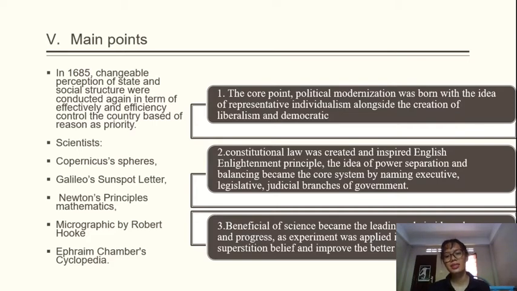And third is the benefit: scientists became the leading role in the advance and progress of ideas. Before the Enlightenment period, superstition was the most common way of daily life in the society of Britain and other regions in Europe. But after scientists came to prominence, experiments were applied in order to gain belief, and it improved living conditions. The scientists included Copernicus, Galileo, Newton with Principia Mathematica, Robert Hooke with Micrographia, Chambers' Cyclopaedia, and other scientists who brought the importance and benefits of science into society.